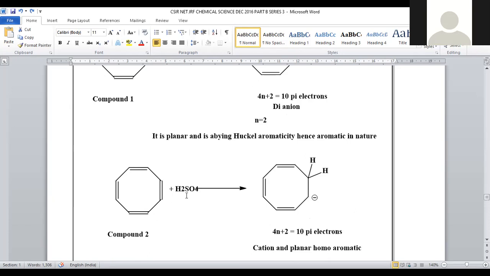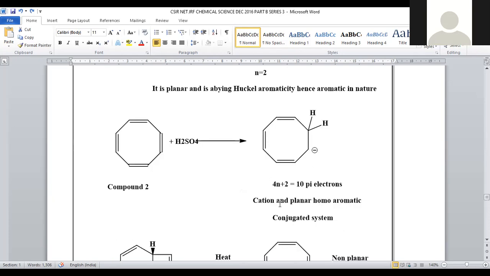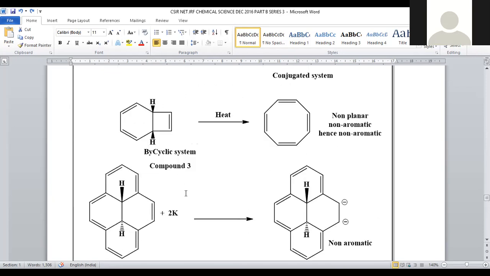Again, it is cyclooctatetraene. Upon treating with sulfuric acid, a strong acid which releases H plus, being a Bronsted acid, protonation of one of the double bonds is possible. Whenever it gets protonated, the remaining center will get the charge. Here H will be there. Again, there is a possibility of a 10 pi electron system, and the cation is generated. We can say it is planar, and it is said to be a homoaromatic conjugated system. Upon treating with sulfuric acid, a homoaromatic compound is generated.